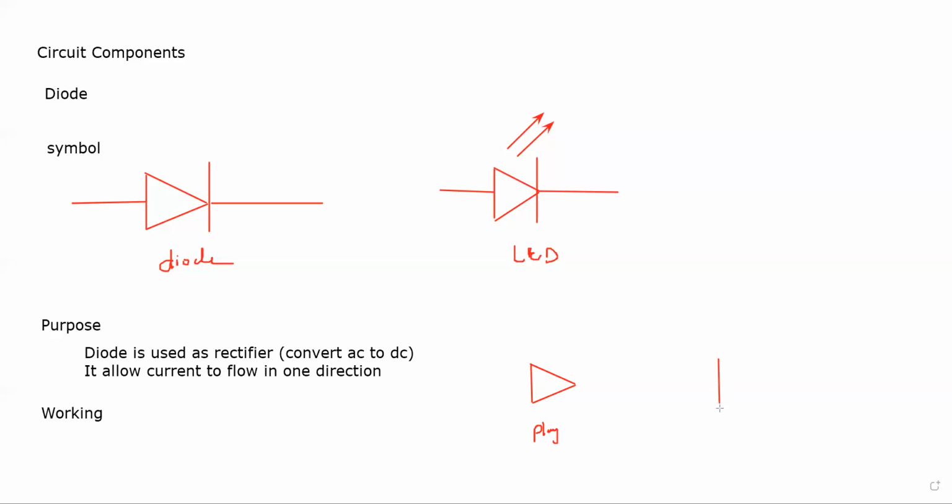And what is this symbol for, the two parallel lines? Pause. That's for pause. So when I combine these two together, play and pause, what does it become? It will become the symbol of a diode. So why is it play and pause?